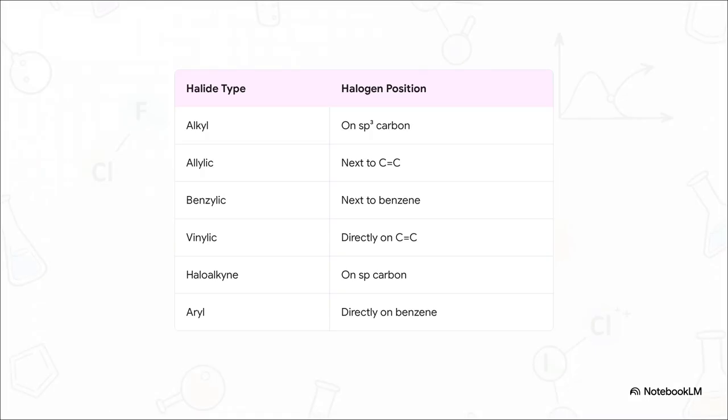We can actually break these down into 6 different structural groups based entirely on where the halogen is sitting. If your halogen is hanging out on a standard sp3 carbon, meaning a carbon with only single bonds, that's an alkyl halide. What if it's on an sp3 carbon right next to a double bond? That's allylic. Next to a benzene ring? Benzylic. Now what if it's directly in the action? Directly attached to a carbon-carbon double bond makes it vinylic. Directly on a triple bond is a haloalkyne. And if it's stuck right onto an aromatic benzene ring, we call that an aryl halide.